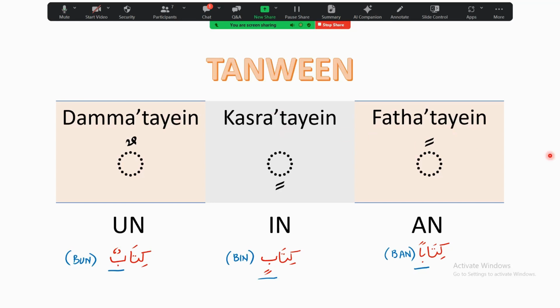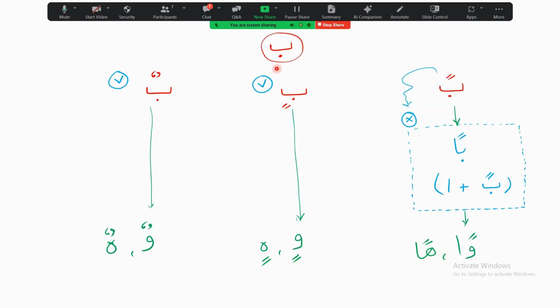Okay, let's move on. I told you that, just take any letter and place this tanween on it, right? Tanween of fatha, tanween of kasra, and tanween of dhamma.